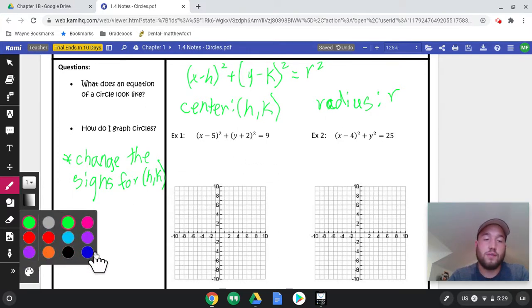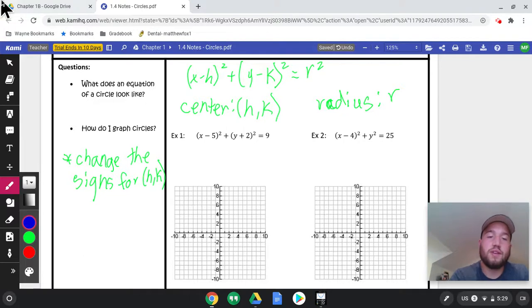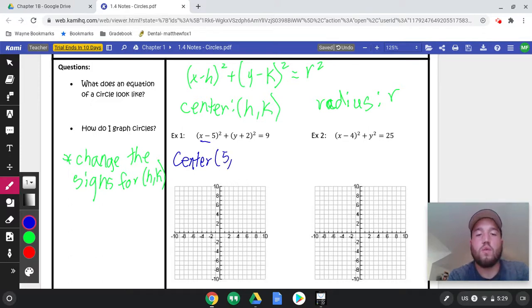So for this one, let's start by finding our center. We look at the x value of our center, it will be the opposite of whatever's in there. So it was negative 5, so it's going to just be 5. Our y value, the opposite of whatever's in there, so it'll be negative 2. Okay, so we can go to that point. From (0, 0), we go right 5, down 2, and we get a center point.